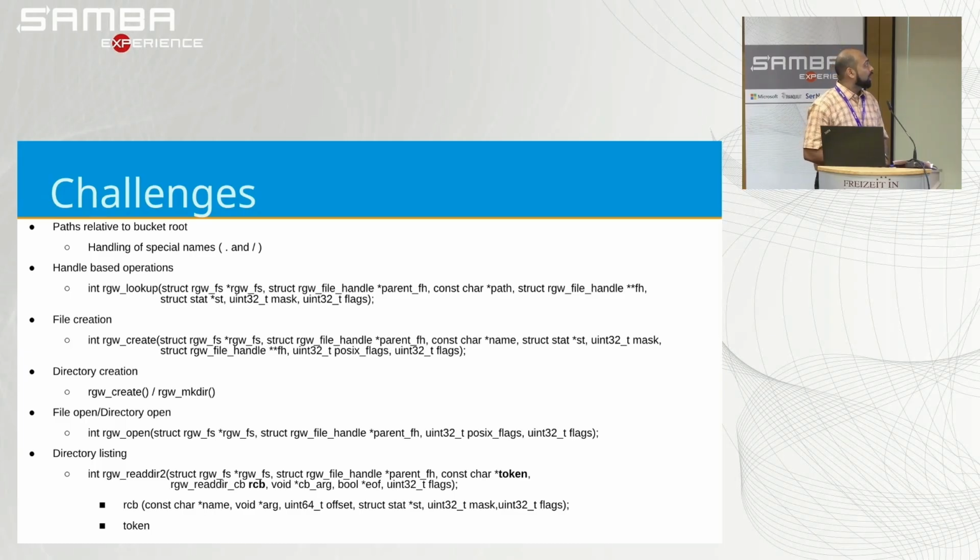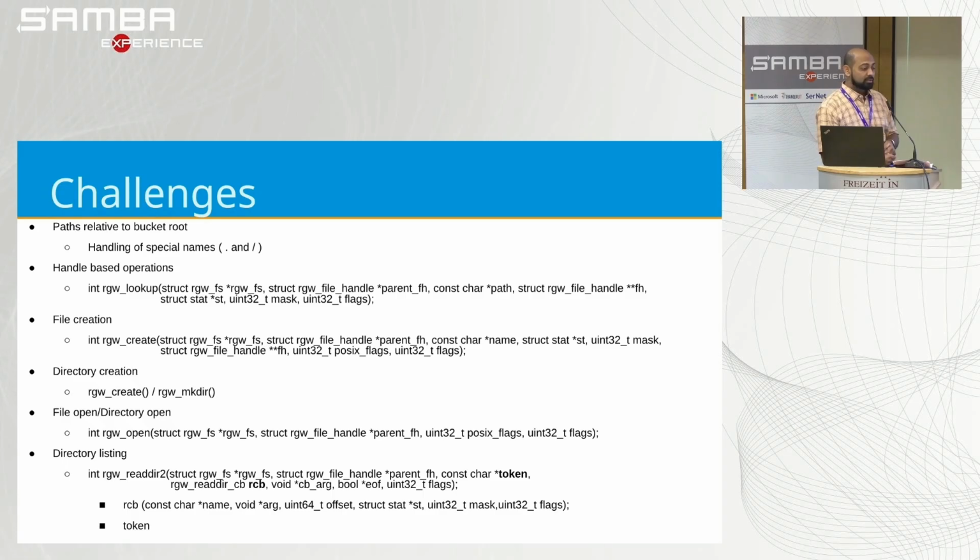And again, we do not have a concept of special names like dot or slash. So the way we handle this is we parse them, and if we detect that the names requested are dot and slash, then we treat them as the bucket root, and then we perform operations on the root of the bucket.